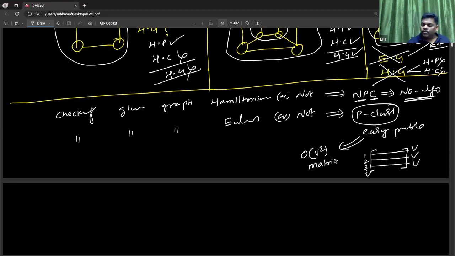The graph is represented in the form of an adjacency matrix. So for checking whether the given graph is Euler or not, the time is order of V squared. Some people are asking, sir, what about a list? The list will be like this.